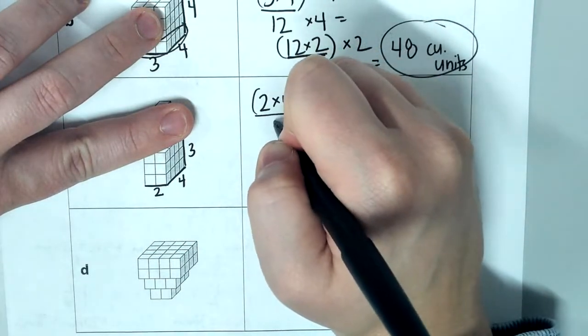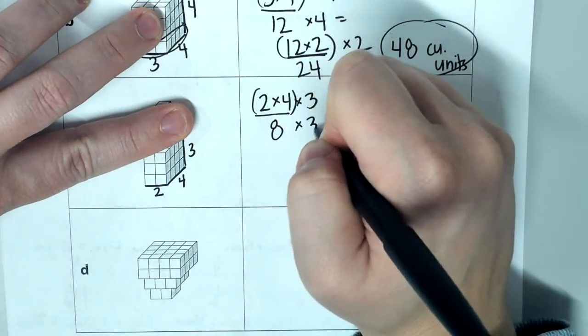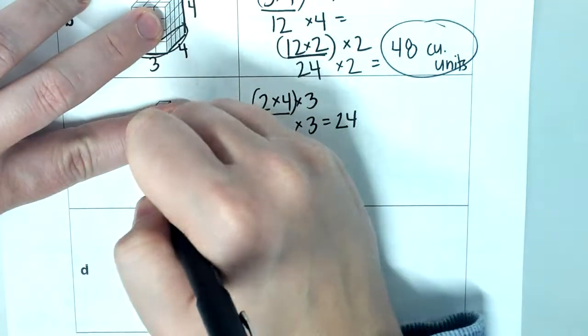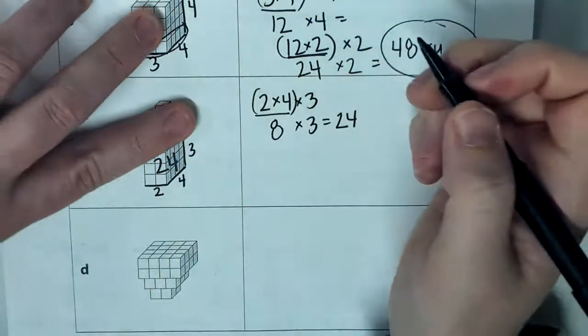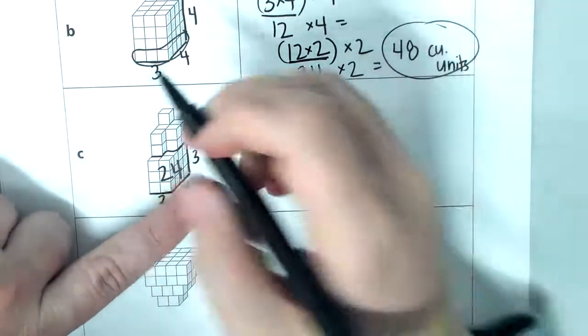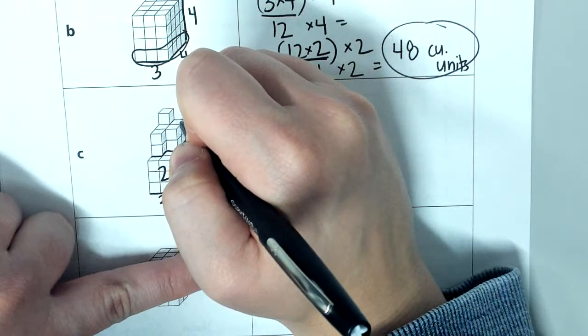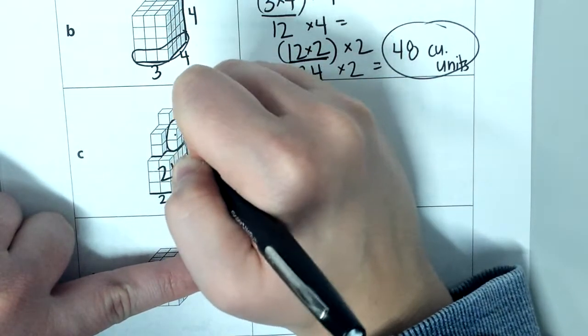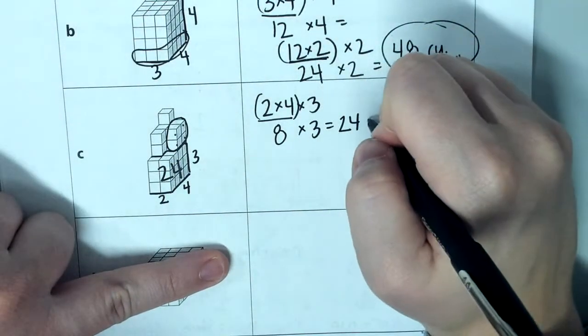2 times 4 is 8. 8 times 3 is 24. So this part right here is 24. Now I need to look at the top part, and I think I'm just going to do some good old-fashioned counting. I know that right here, how many cubes do I have? I have 4 more cubes.